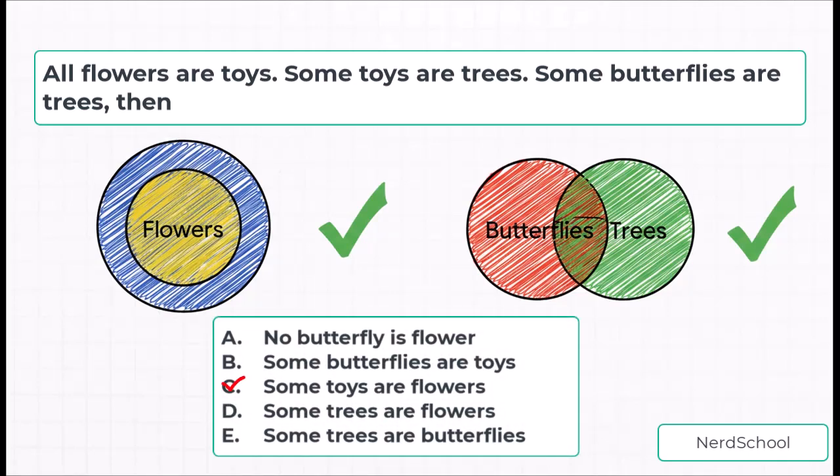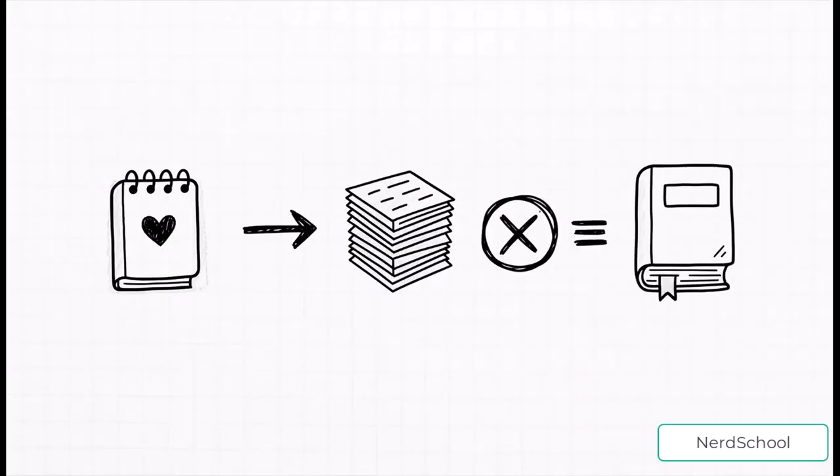If every single flower is a toy, then it has to be true that some of those toys are flowers. It's a given. Next, some butterflies are trees is just an overlap, and that immediately proves conclusion E. Some trees are butterflies because it's the exact same relationship just flipped. However, the drawing also shows us there's no guaranteed connection between butterflies and flowers, so we can't conclude anything about them.